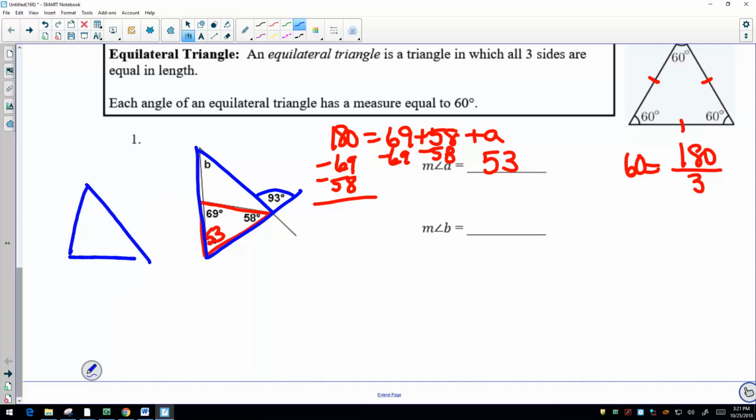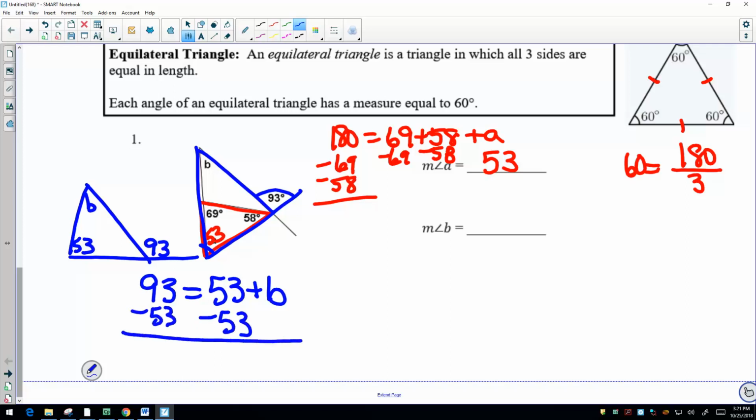Might not be a bad idea to redraw it on the side and label what we know, trying to find angle B. If I'm looking in this corner over here, we know that that's 53 degrees. And from up above, we said the exterior angle was equal to the sum of the two remote interior angles. So if I want to find that angle B, if I subtract over 53, we're going to find angle B is now equal to 40.